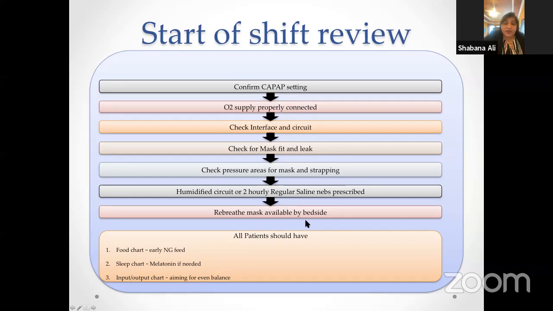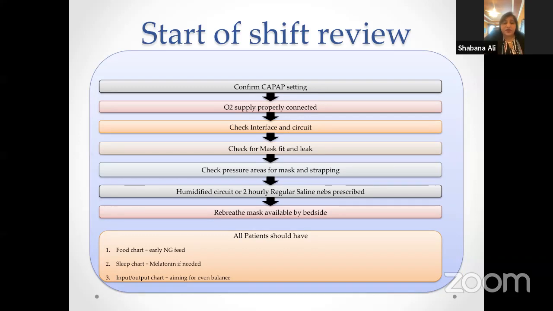And very, very important, you should have the rebreather mask available by the bedside. If the patient is very confused and throwing the mask away and you cannot come out because you are all gowned up, at least you have something to start on the patient so the patient doesn't get compromised. Because remember, we are talking about patients whose saturations are very, very low and they can crash anytime. So you should have a rebreather mask and an ambu bag in the patient's room all the time.